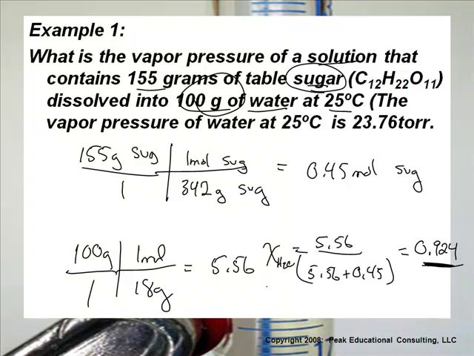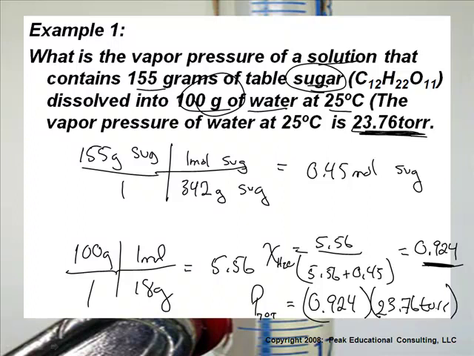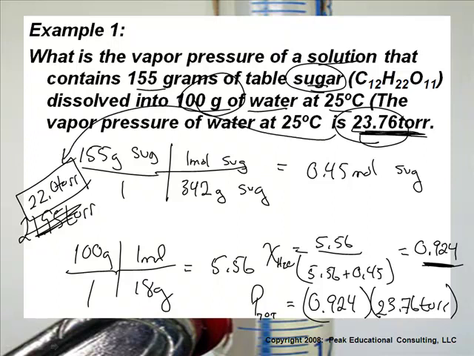So now I'm going to say the P total will be equal to the mole fraction, 0.924, times the vapor pressure, which they gave us in the problem, was 23.76 torr. And we just get a number, 22 or something. 21.95. So let's figure it out. 22.0. Call that 22? Yep. 22.0 torr. Now, it's lower, isn't it? Just as a side note, 23.7 drops to 22.0. Not a big, big drop, because it's still mostly water. It's 92% water still. But that's how you do these problems.